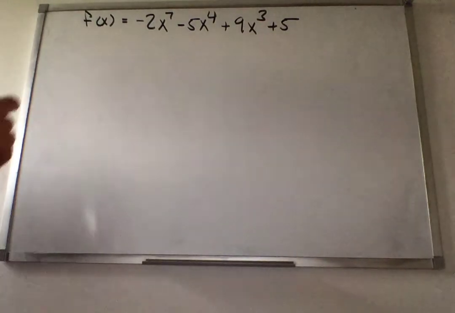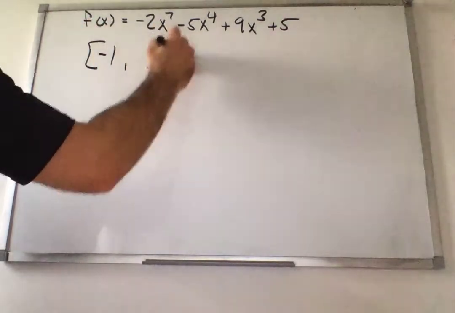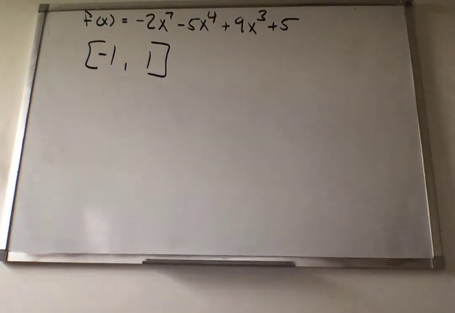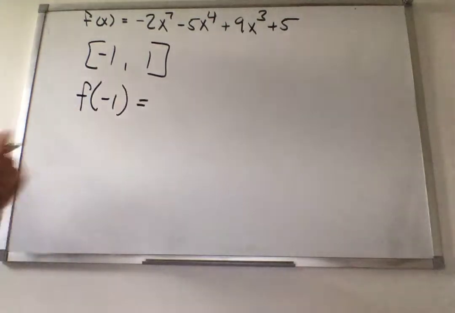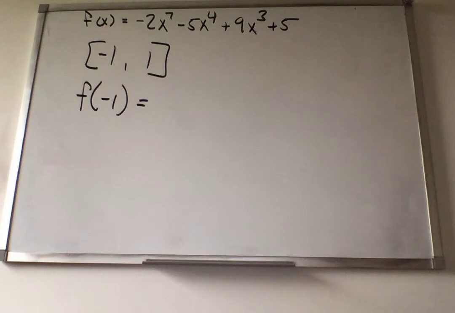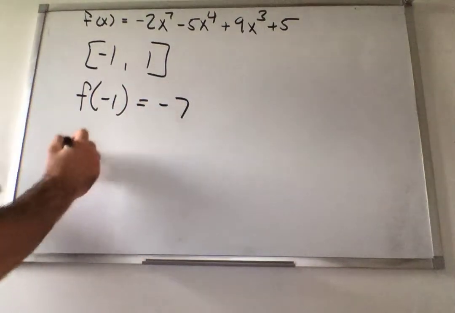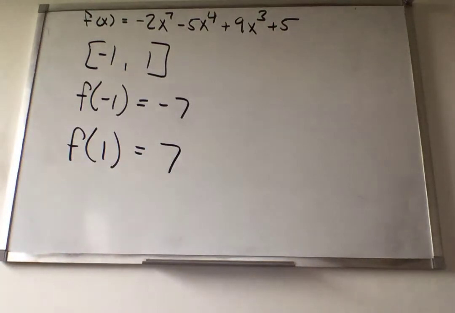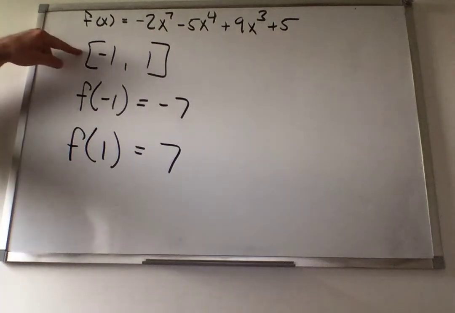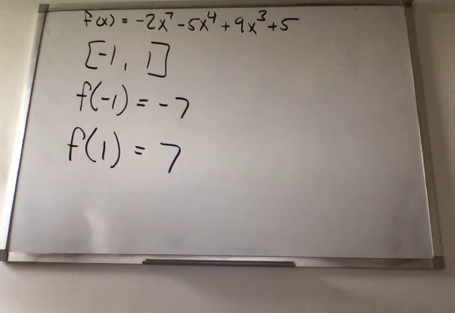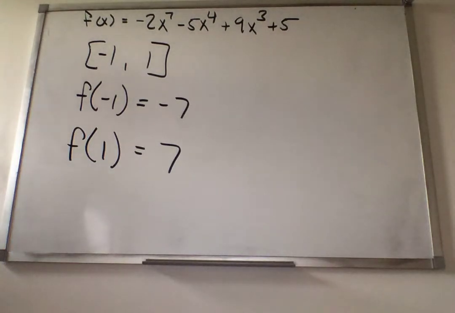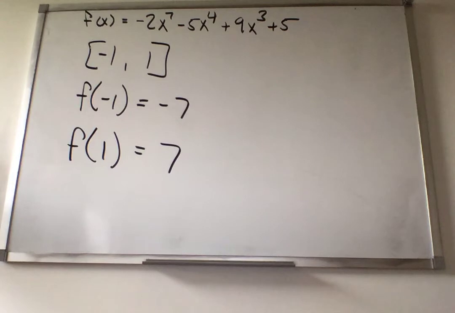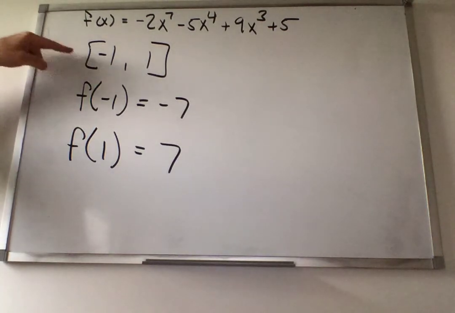Switching over to calculus, what we're going to do is I'm going to pick the interval -1 to 1, okay? And by the intermediate value theorem, let's go ahead and find f of -1. F of -1 is equal to -7. F of 1 is equal to 7. So by the intermediate value theorem on this interval, it goes from negative to positive, meaning it has to cross 0 somewhere. This is a continuous function. It's a polynomial. Polynomials are continuous on the entire real line. So it's definitely continuous on any closed interval of the real line. So by the intermediate value theorem, we know there must exist at least one 0 on this interval.